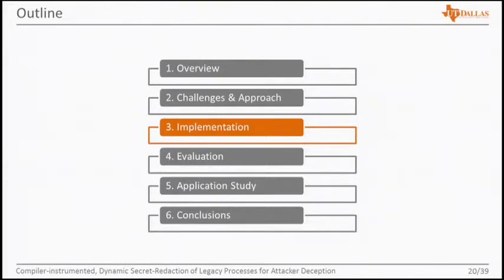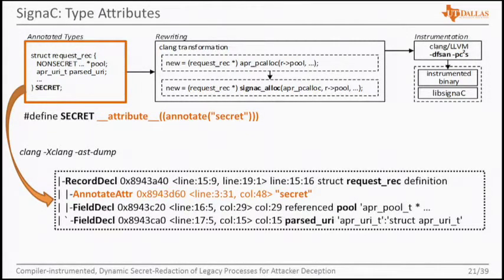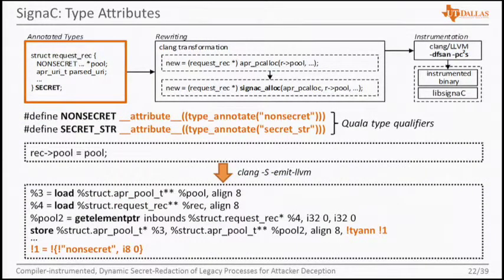So to see how we implemented this in LLVM, let's go very quickly through our implementation. First, we have data types annotated with this secret annotation, which are defined as annotated attributes that get parsed into the abstract syntax tree and can be leveraged by our rewriting or preprocessing step. We also have non-secret and secret string attributes or annotations that are defined as type qualifiers that are leveraged to propagate those attributes to the backend in the form of intermediate code. And those are leveraged during our instrumentation phase.